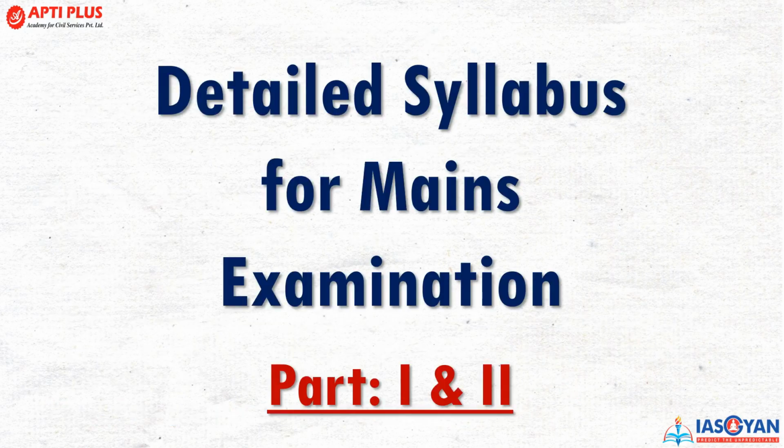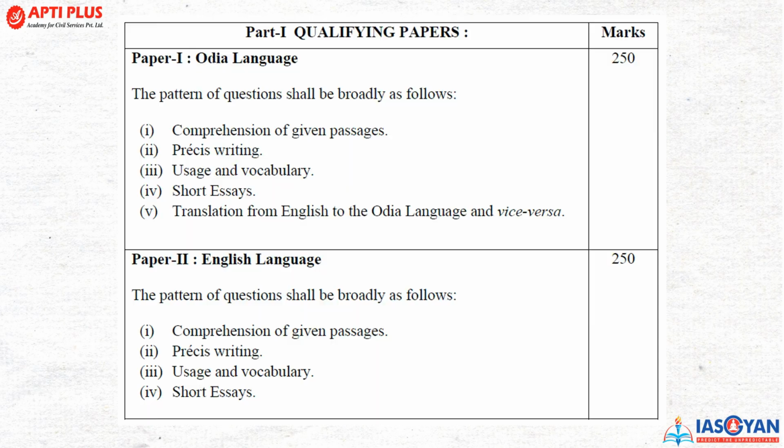Now, looking into the detailed syllabus of the mains examination, as I've told you in the beginning, this comprises two parts, part 1 and part 2. So we'll be looking into both parts one by one. So first is part 1, which is qualifying papers. There are two papers in the qualifying paper. First is Odia language and second is English language. In this, the paper will broadly follow comprehension of the given passage, précis writing, uses and vocabularies, short essays, translation from English to Odia language, and vice versa.